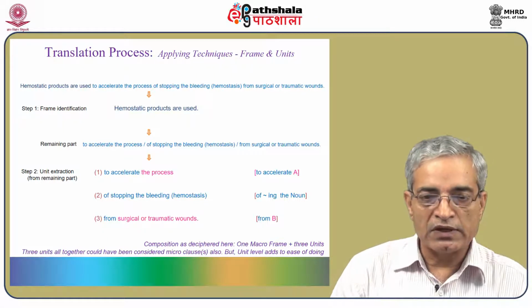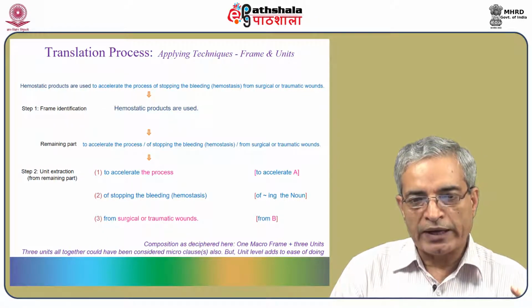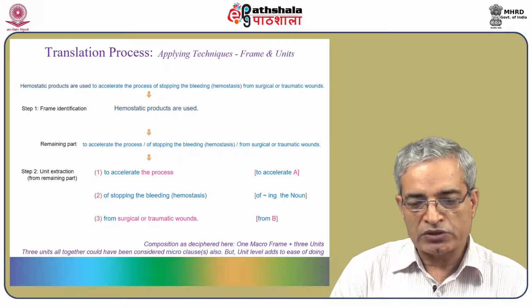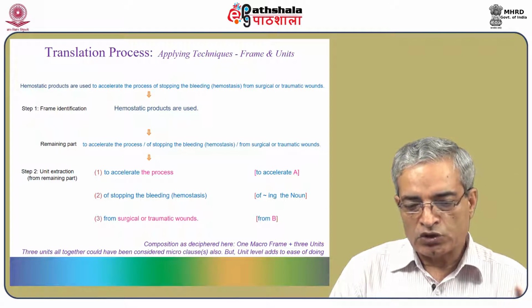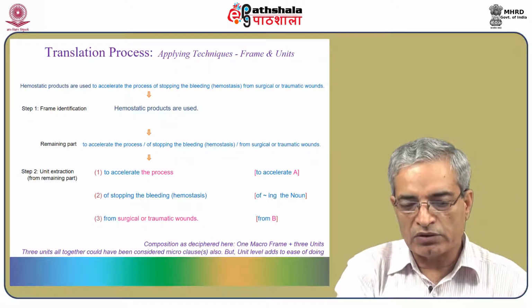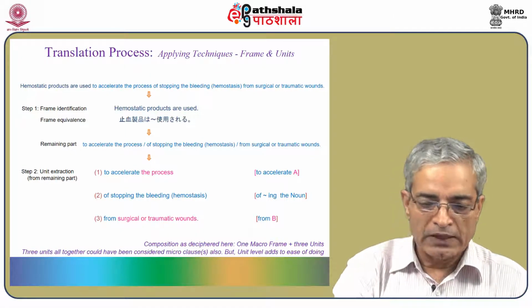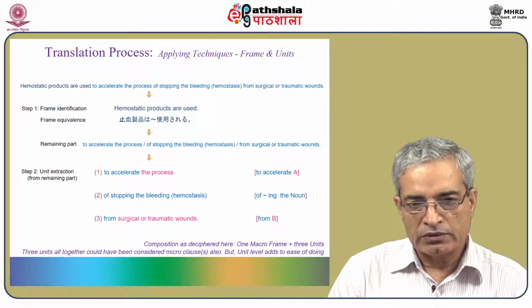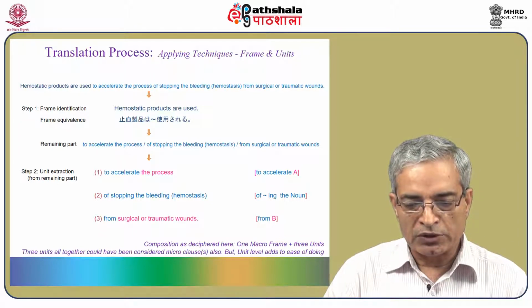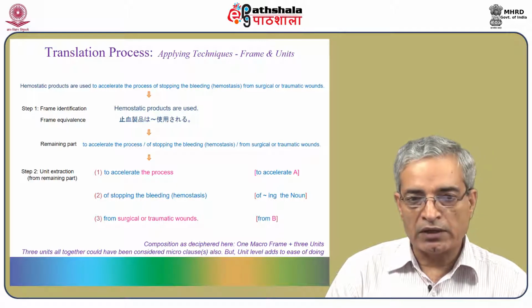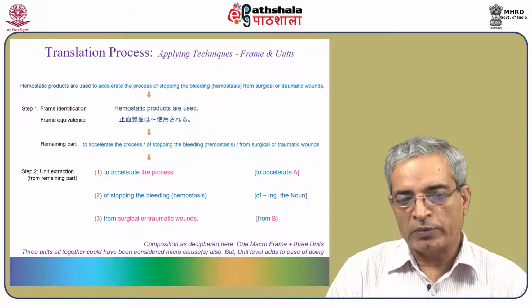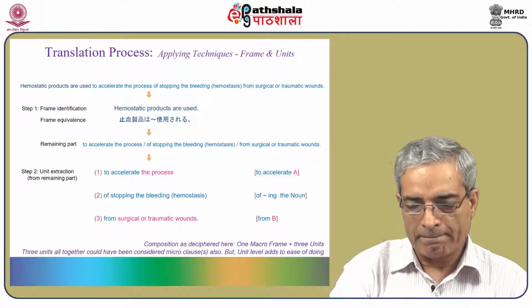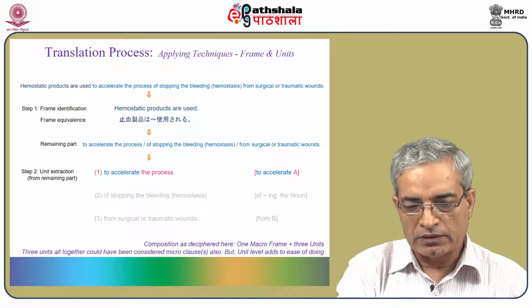And if we see the equivalents for these units, to accelerate the process is a noun, and this stopping of the bleeding is a noun, and from surgical or traumatic wounds is from B. The composition as deciphered here is one macro frame, 3 units. 3 units altogether could have been considered as one micro clause also, but unit level adds to ease of doing, and if you can do it without dividing into micro frames, it saves on your process. Now let's see one by one.